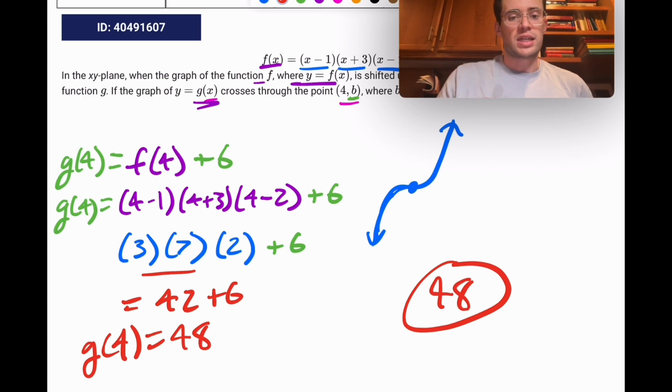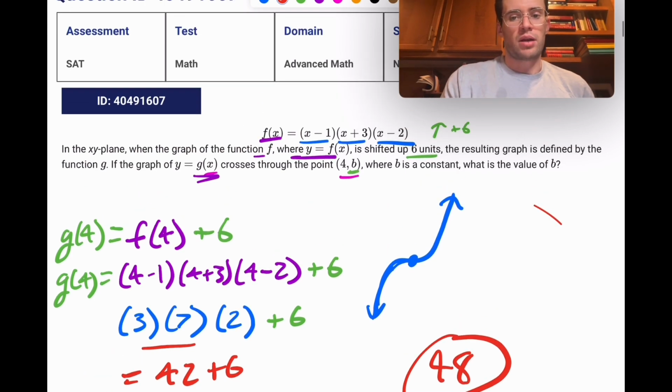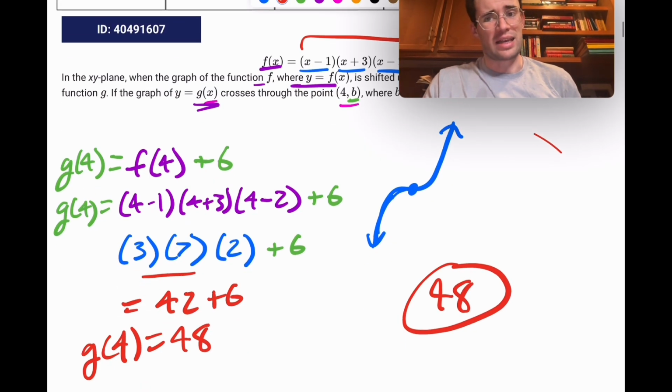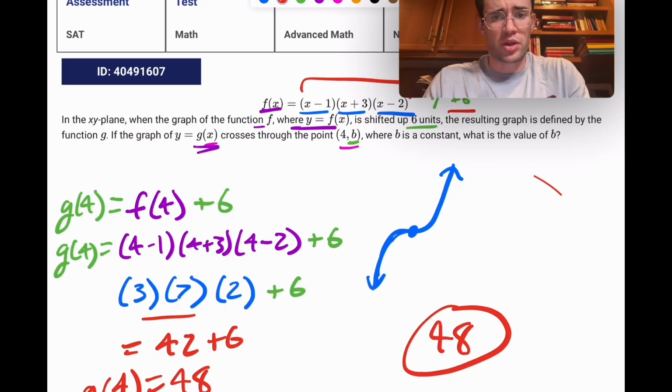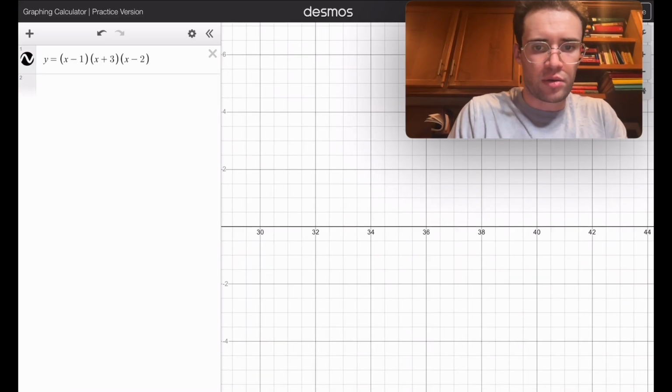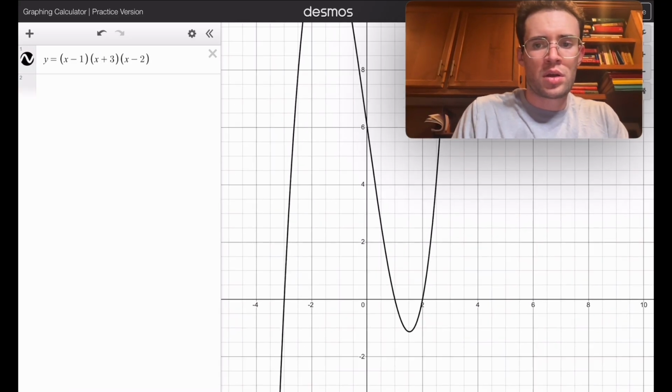Now, I guess if you want to put that in Desmos, you could just type it in. You would just take f of x, type all that in, put plus 6, and then you can drag it along to when x is 4. I don't really think that saves you much time here, but I guess I can show it really quickly. So you'd say y is equal to x minus 1 times x plus 3 times x minus 2. Like that. Now we scroll over, see our function.